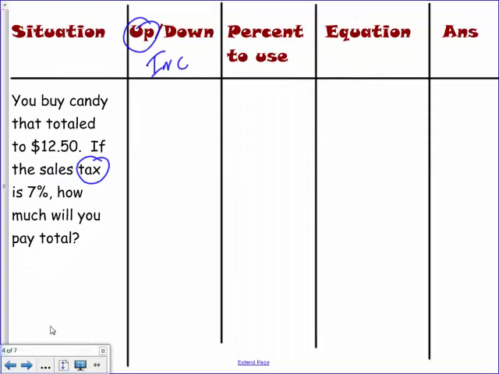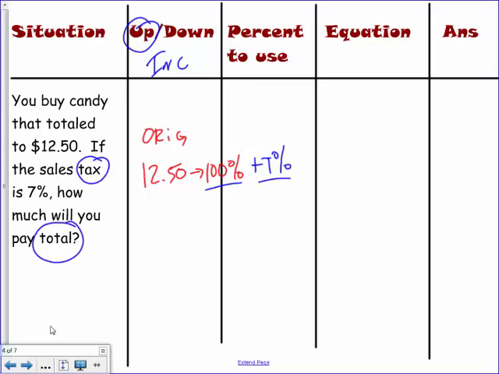So our original cost was $12.50. So that's 100% of the cost, right? That is 100%. And we are adding 7% to that. So then my new total would be really what percent? Well, 100% plus the 7% tax that's going on it. So really we're finding 107% of my original, right? That 7% added on top. So let's make sense of that there.